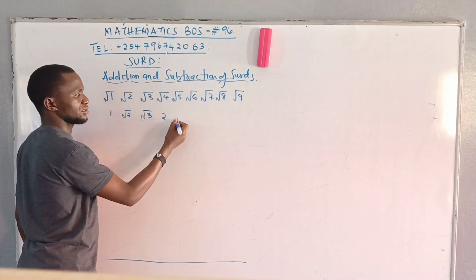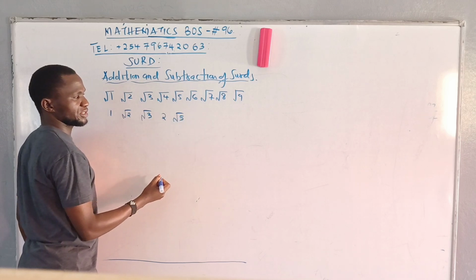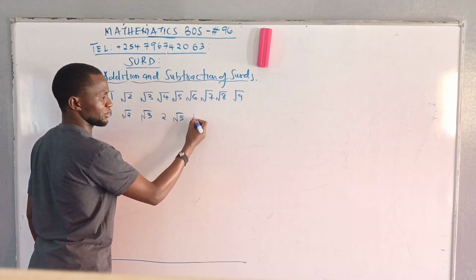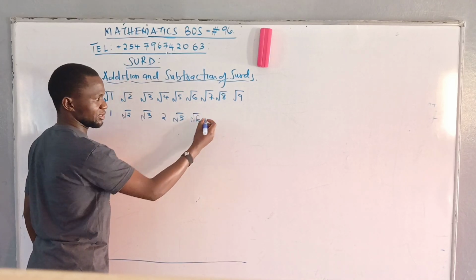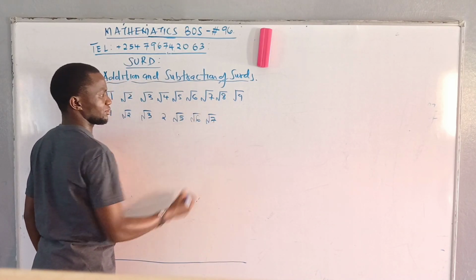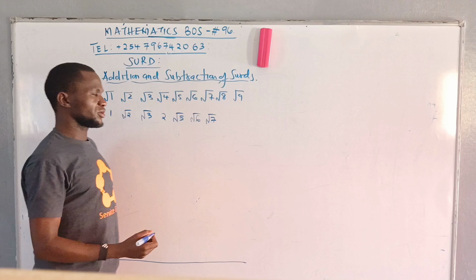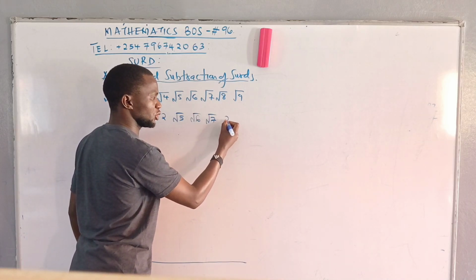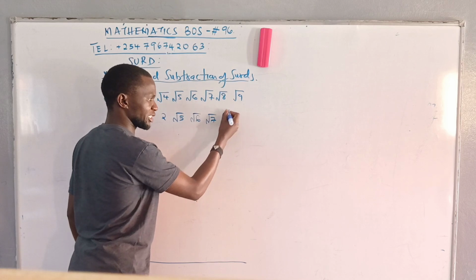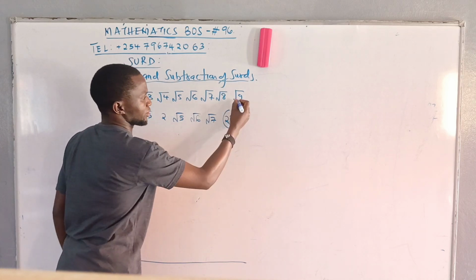Root of 5 is root 5. Root of 6, we don't have an exact square root of 6, so we're going to write root 6. Root of 7, we're going to remain with root 7. Root of 8, we can leave it as root 8, or we can write it as 2 root 2. I'll explain where this one is coming from. Root of 9 is 3.